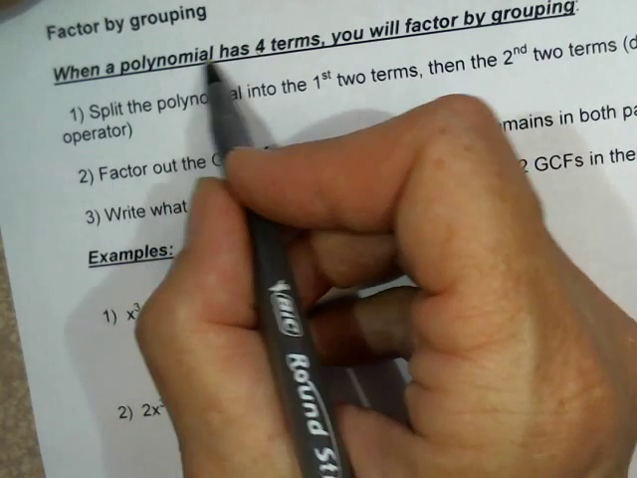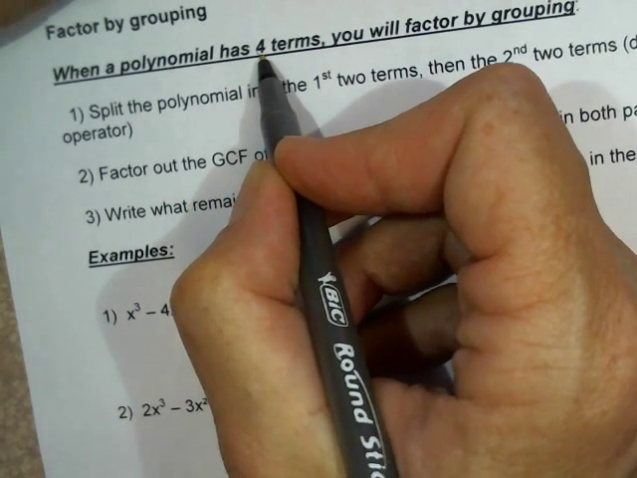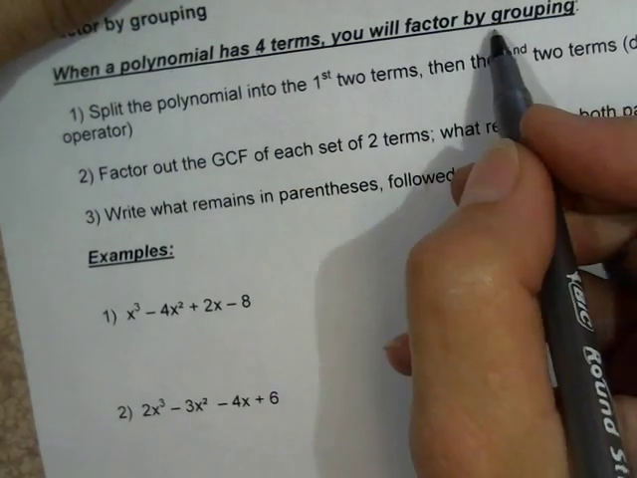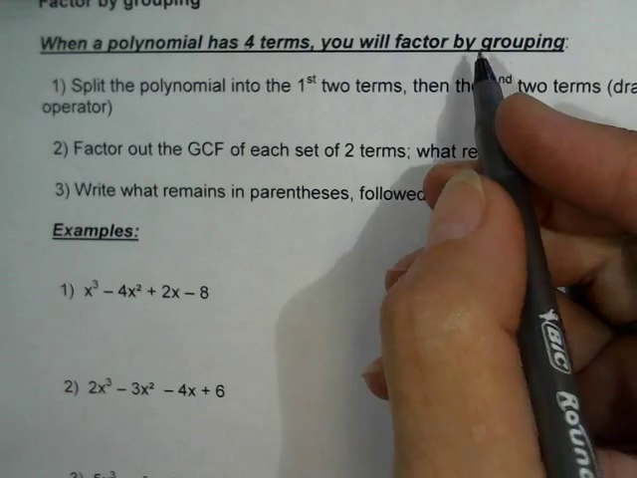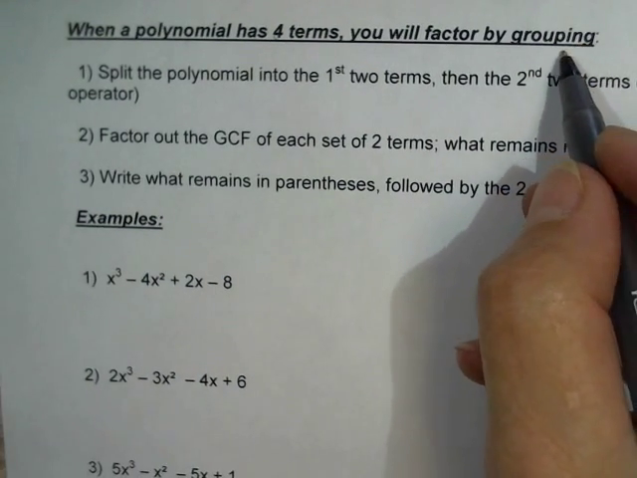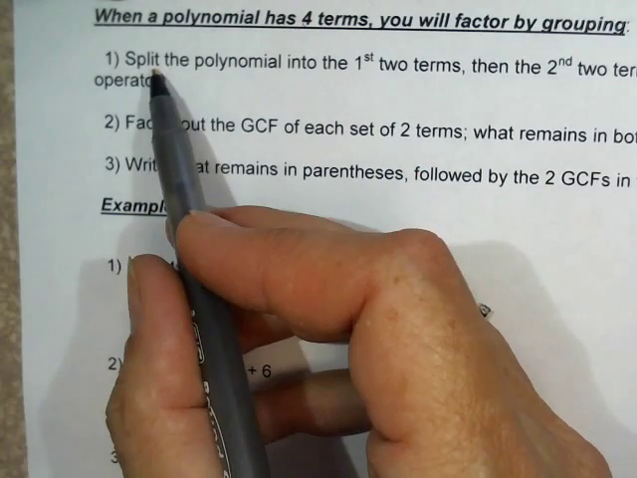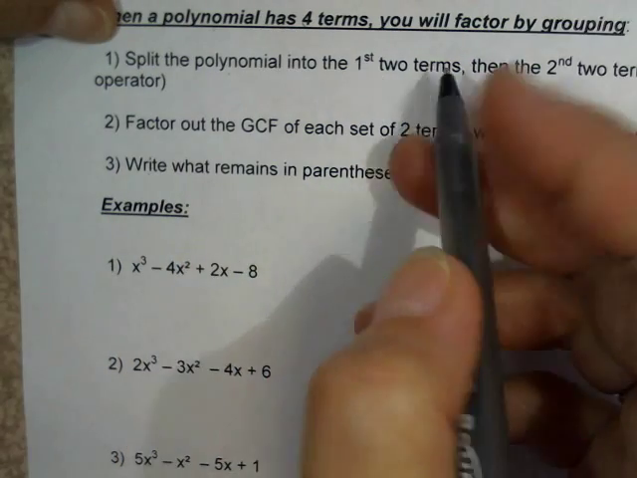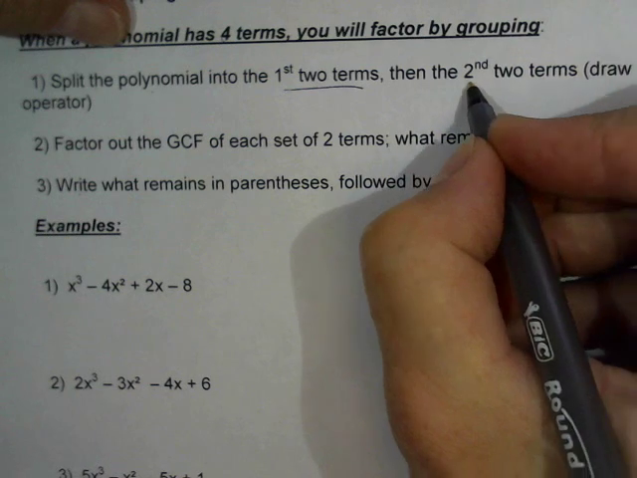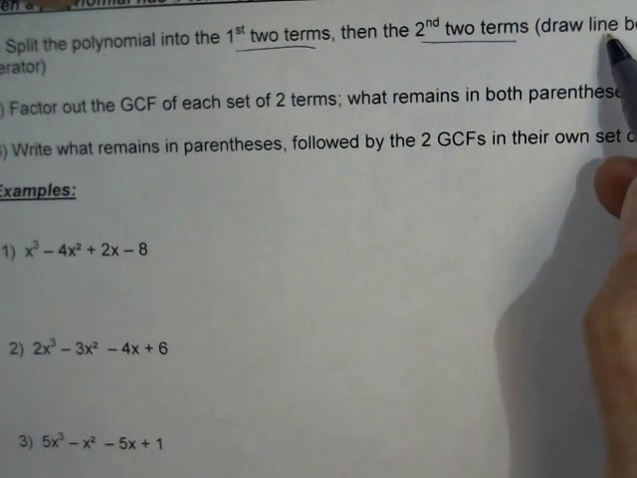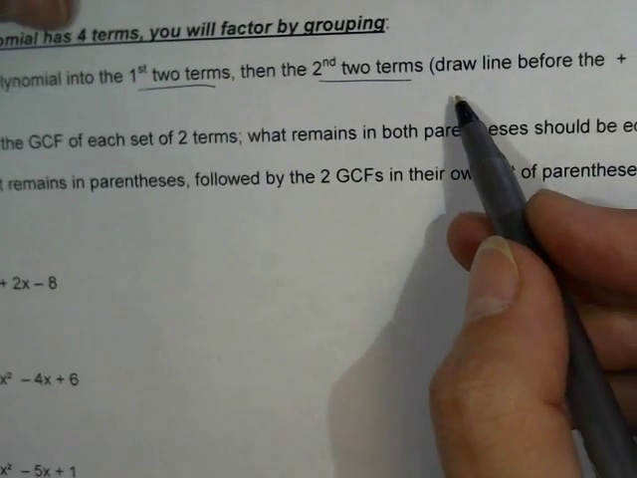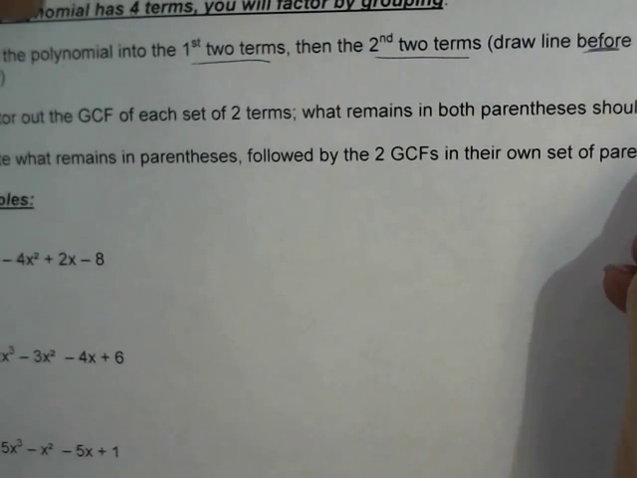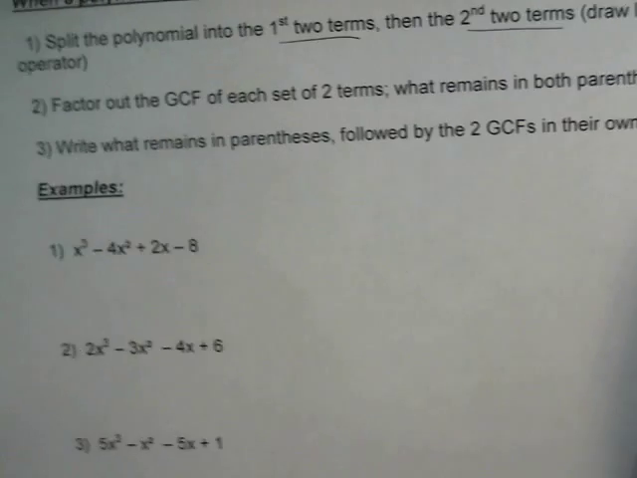So when a polynomial has 4 terms, it's not a binomial or trinomial, we are going to be looking to factor by grouping. In factor by grouping, the first step is you're going to split the polynomial into the first 2 terms and then the second 2 terms. And I'd like you to draw a line. I usually draw a little squiggly line before the plus or minus operator on the 3rd term.